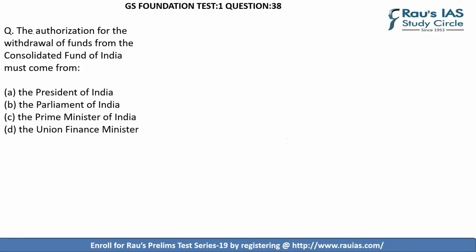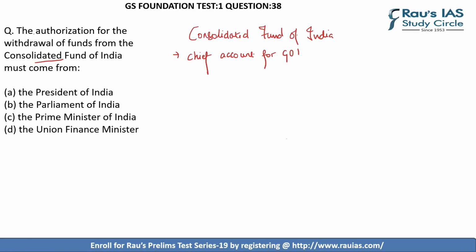Question number 38 reads: the authorization for the withdrawal of funds from the Consolidated Fund of India must come from. In this context, let us first understand what we mean by Consolidated Fund of India. The first point to remember is that Consolidated Fund of India is the chief account for the Government of India. The second thing we must know is what becomes a part of the Consolidated Fund of India.